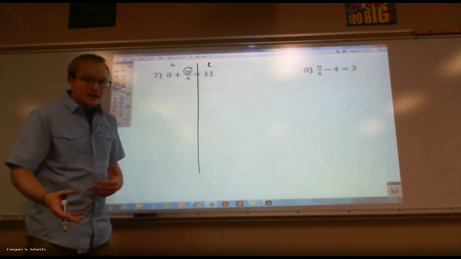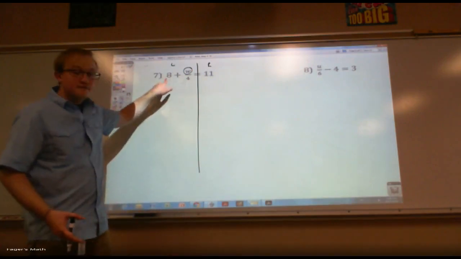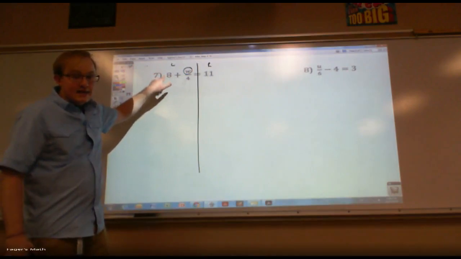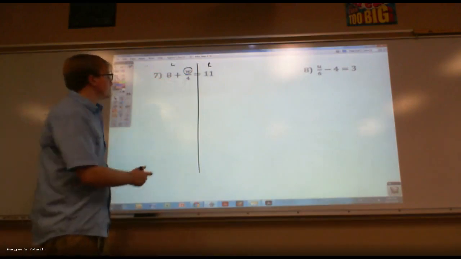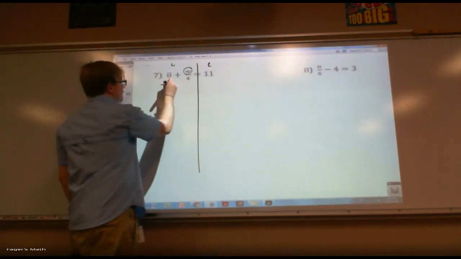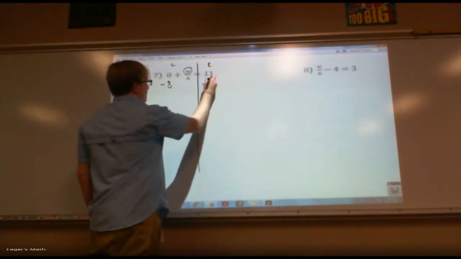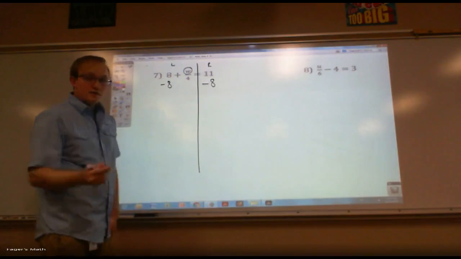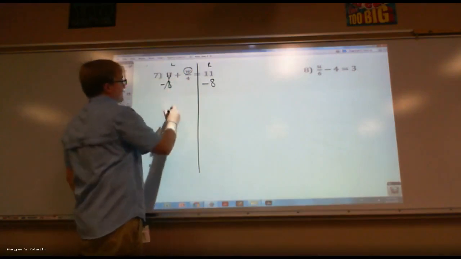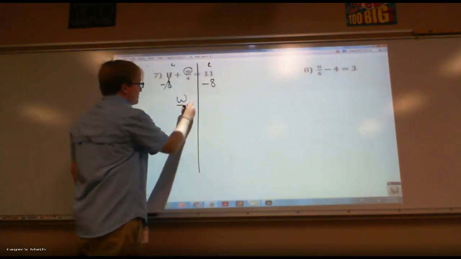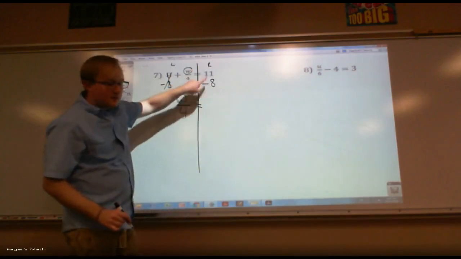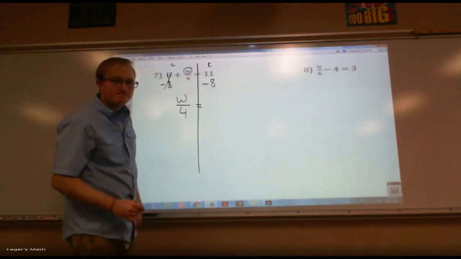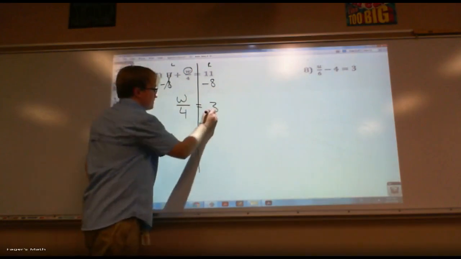Is it positive or is it negative? Well, it's positive, so that means we're basically adding 8. If it's positive, it's adding. So I need to undo that. And to do that, I'm going to do subtraction. So subtract 8. Then these 8s go bye-bye. I'm left with W over 4 is equal to 11 minus 8. What's 11 minus 8? It's 3.